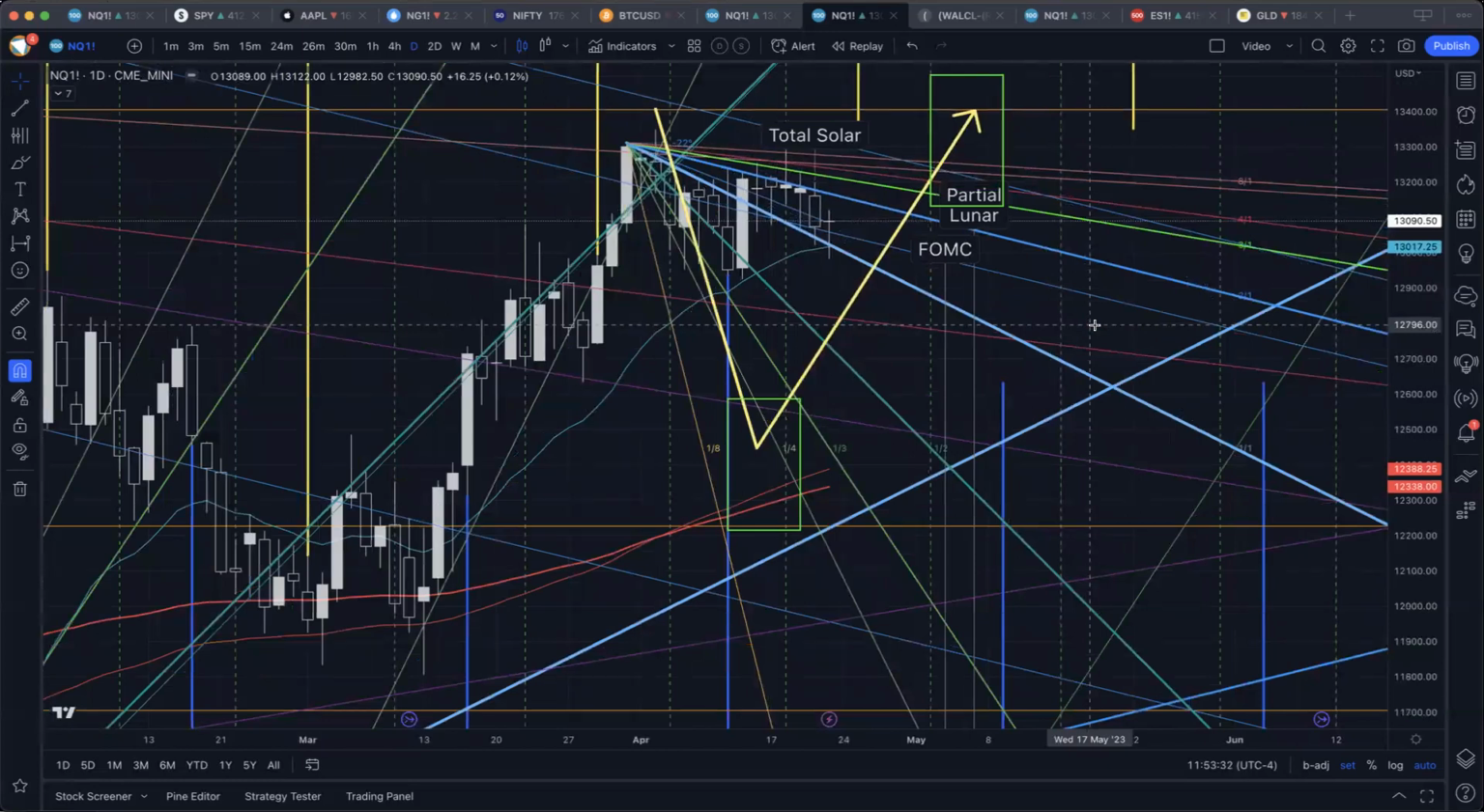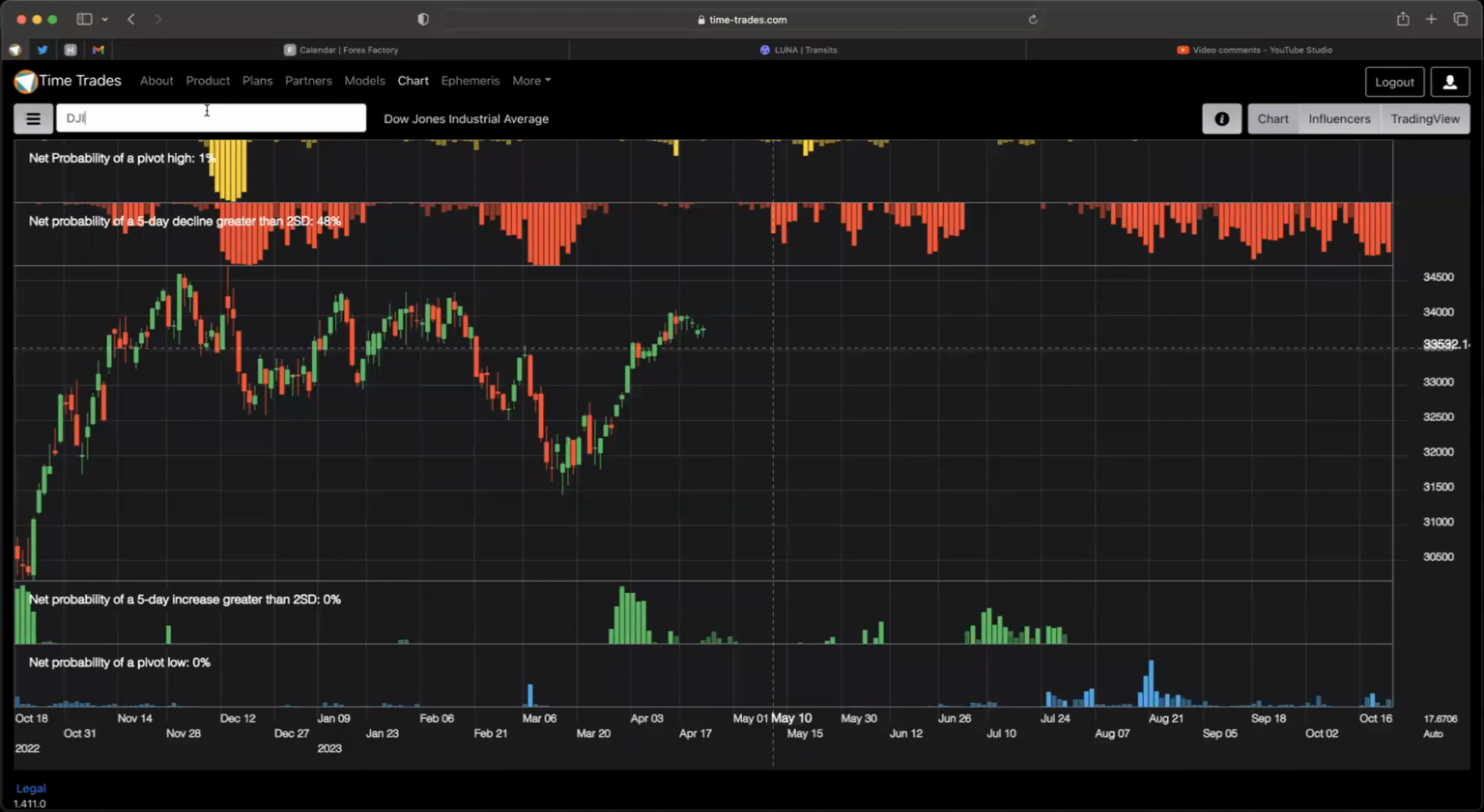Now, what I want to cover next is take a look at the dollar, gold, and silver. The metals are at a very interesting juncture at the moment. So let's go and take a look at that, starting with the dollar.